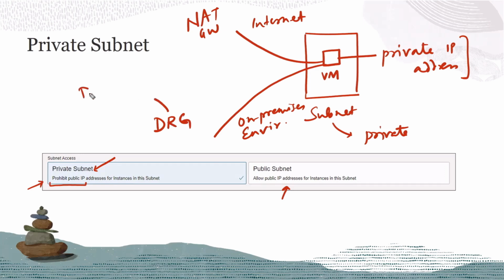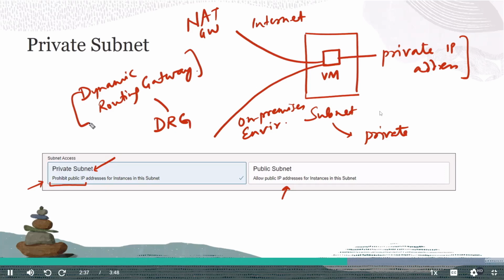And DRG stands for Dynamic Routing Gateway. We have a discussion focused on Dynamic Routing Gateway in the upcoming lessons. But for now, you just make a note that you can use Dynamic Routing Gateway to communicate with your on-premises network or on-premises environment.